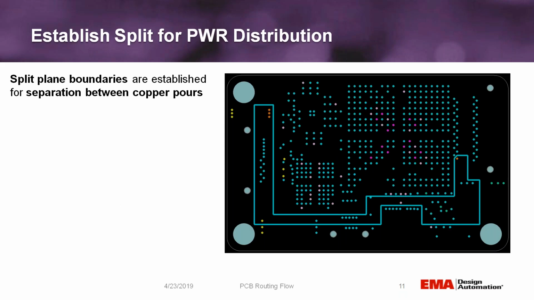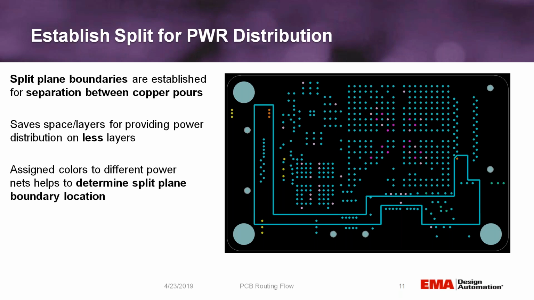We can also utilize split planes, and split planes will allow us to save real estate or layers, allowing us to provide power distribution on fewer layers. So if you have a large area that you can use to pour some copper to allow for your plane connections, this works quite effectively. You can assign different colors to your different nets so that you can establish where they are, and that will help you define the boundary that you put in for the different split planes.